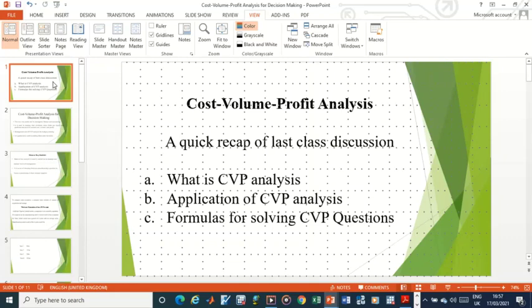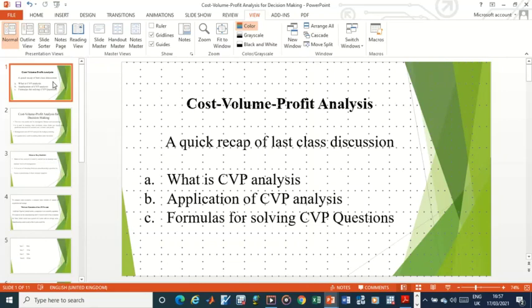Then I gave you another definition by CIMA, and they define CVP analysis as the effect of fixed cost, variable cost, sales price, quantity, and sales mix on future profit. And then I recommended the textbook written by Professor Ashaolu and Professor Nasser on financial management.